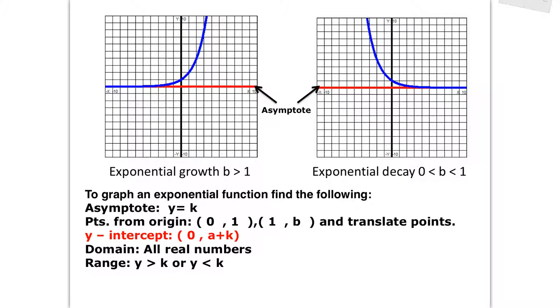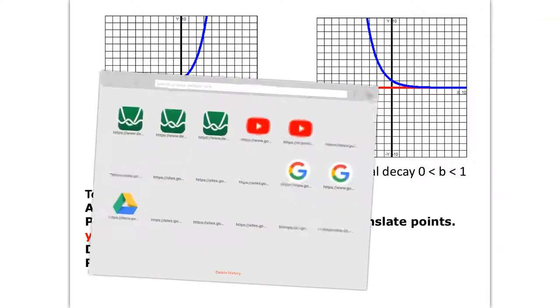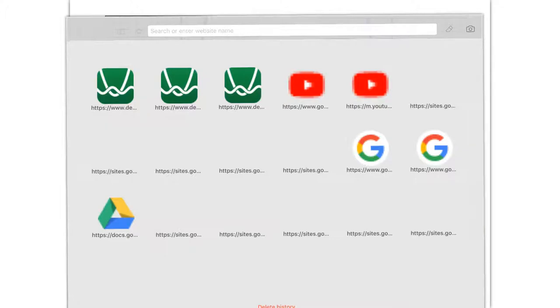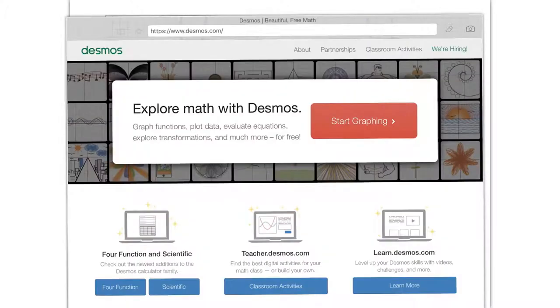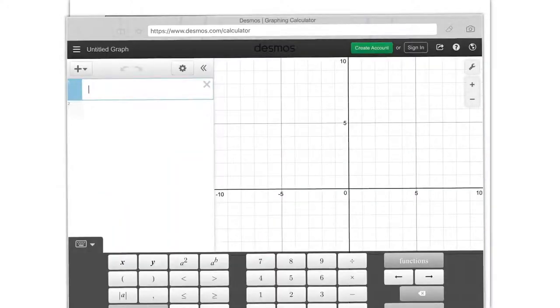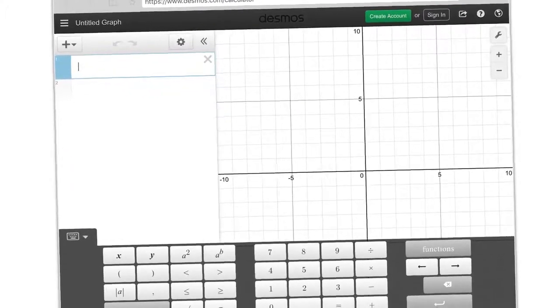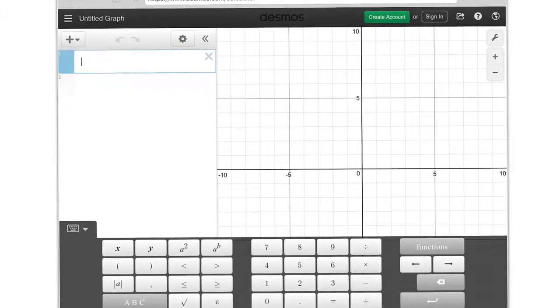So I'm going to show you examples of graphs before we actually graph it by hand. Let me just show you here with Desmos. You will go to desmos.com. This is just a free app that you can use, and you can start graphing any different functions. So let's go ahead and look at a couple of exponential functions and understand what you need to look for. I'm going to start with a simple one. I have y equals 2 to the power of x.